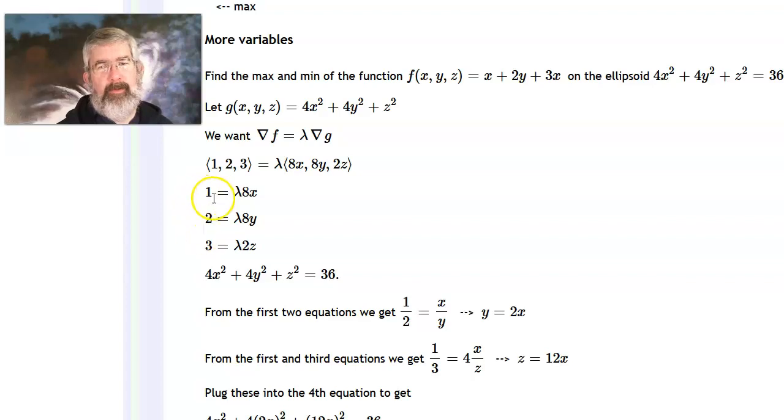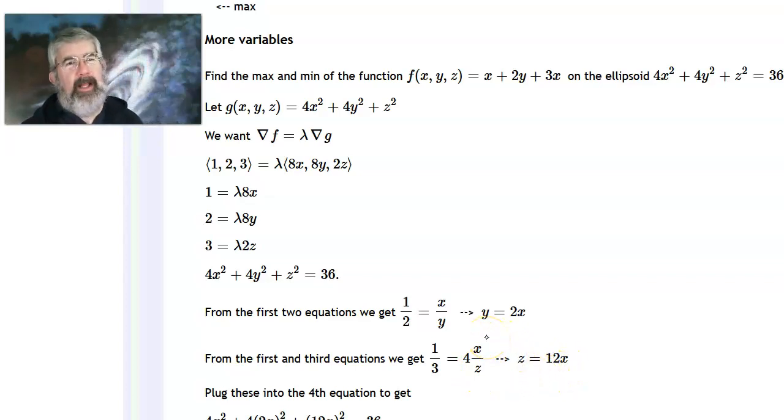So first two equations, if I divide 1 divided by 2, that's going to be this. The lambdas and the 8s cancel out. So you get 1 divided by 2 equals x divided by y, which then multiply both sides by both denominators. You get that y is equal to 2x. Okay? And then likewise, using the first and the third equations, I get 1 divided by 3 equals, the lambdas cancel out, the 8 and the 2 cancel out, leaving a 4 on the top. So 1 over 3 equals 4x over z, and z is equal to 12x.